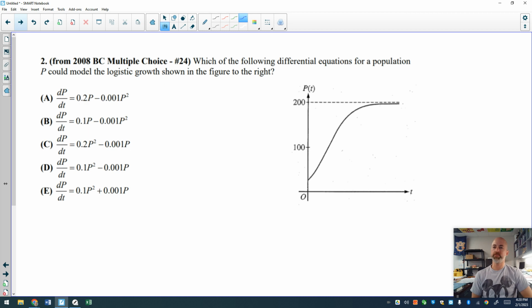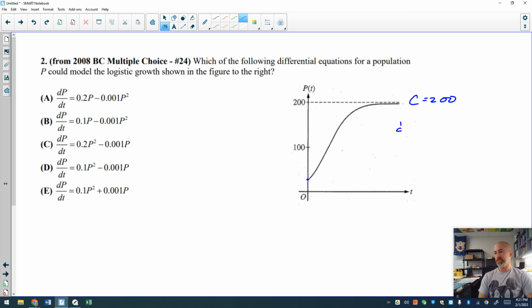And then the last question I wanted to look at is from the 2008 BC multiple choice exam. This is number 24, and they give you a graph of a solution to a logistic model. I can see that my carrying capacity is 200, and we are trying to find a differential equation that could possibly give this scenario. And all we know is carrying capacity. My initial amount appears to be, I don't know, maybe 30 or 40, maybe 25. I'm not 100% sure, but I do know carrying capacity is 200.